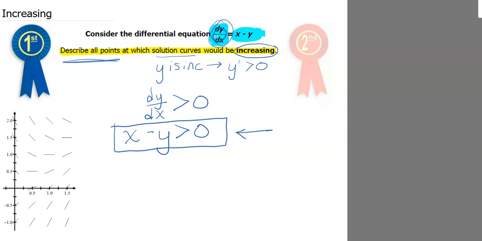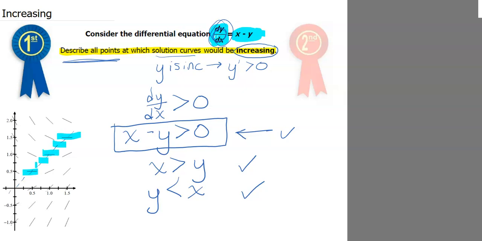Another way to say this, if I just move some of this stuff around, so if I add y to both sides, x is greater than y, or swapping sides, y is less than x. All of those are fine. On my slope field over here, I just want to show what that means. So if I look at where y is equal to x, you can see that's where all of my horizontal guys are. Here, here, here. Everywhere on y equals x, I'd have a horizontal tangent.